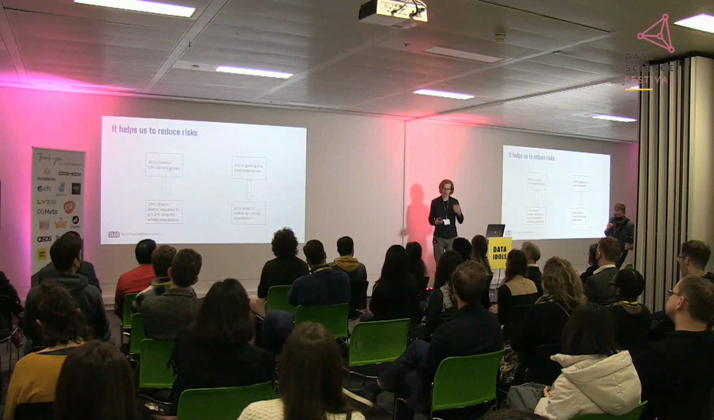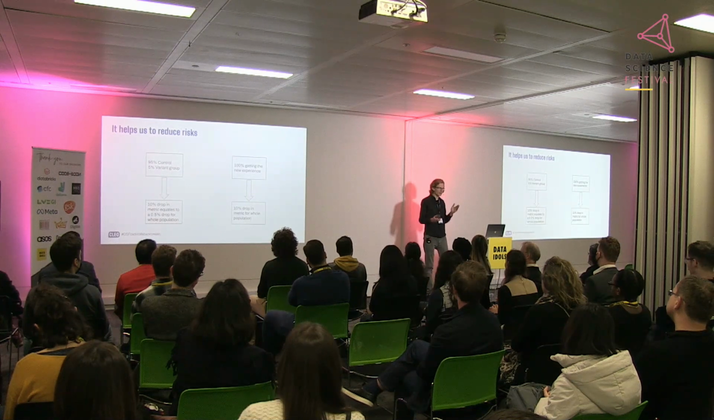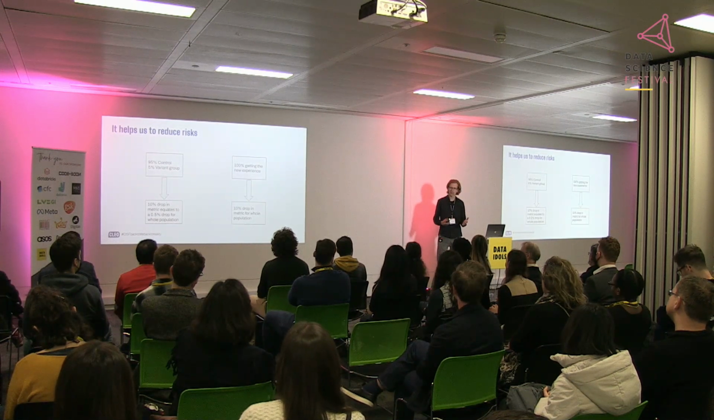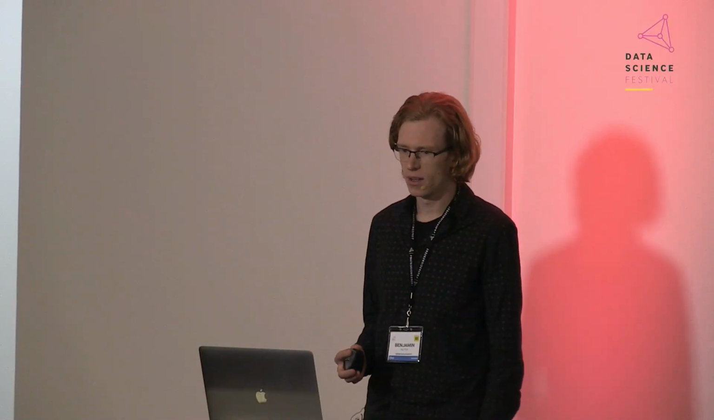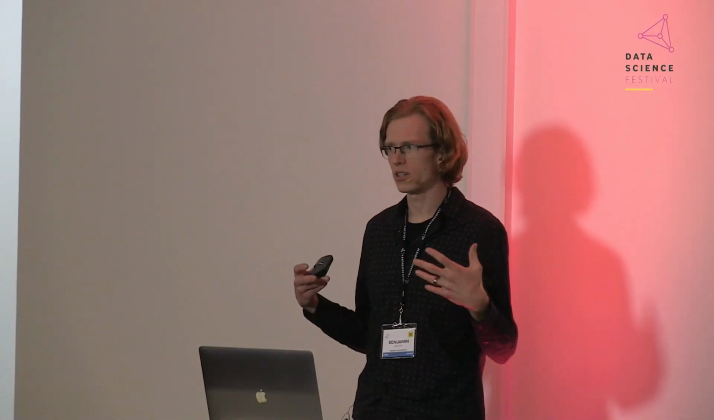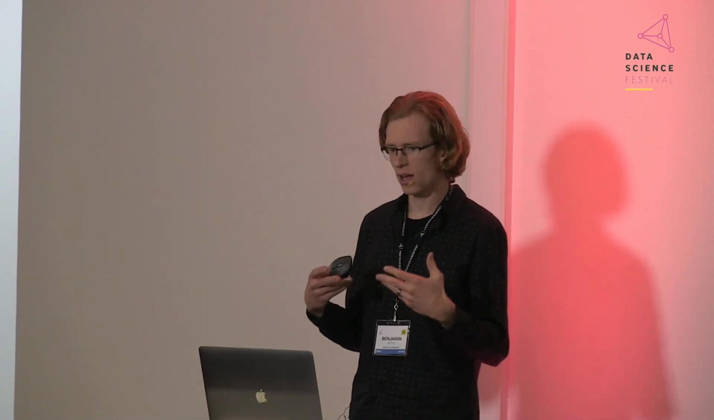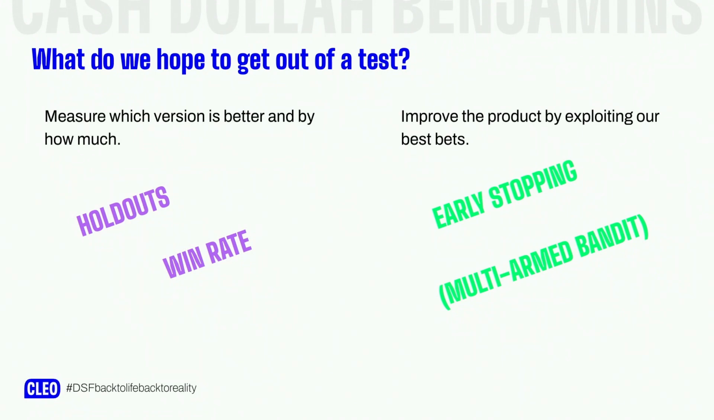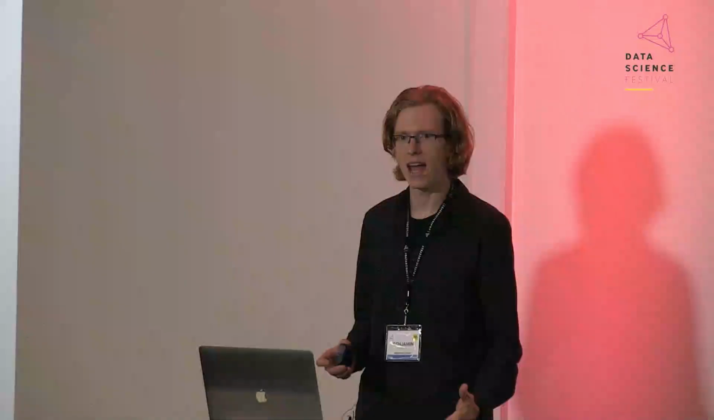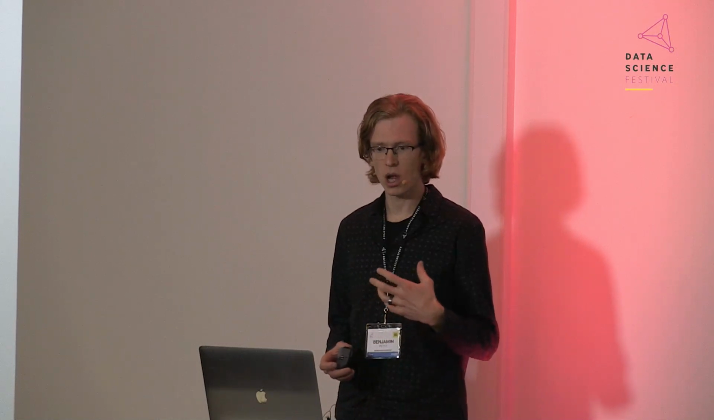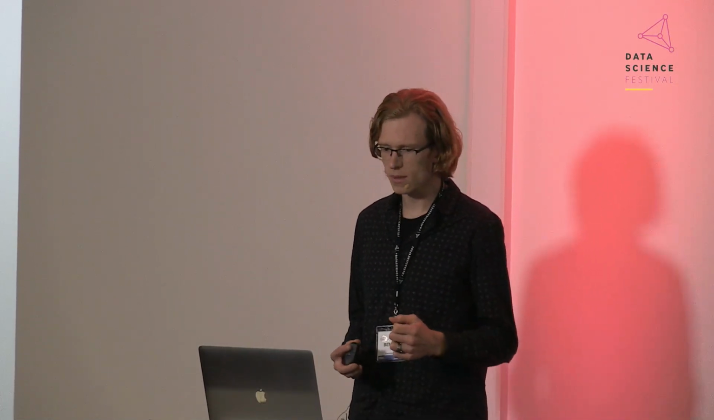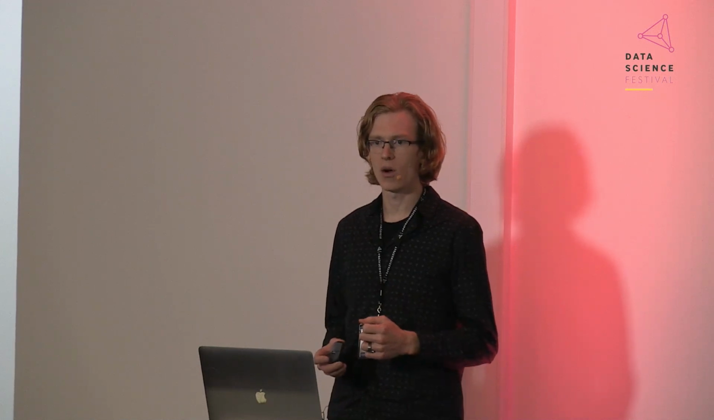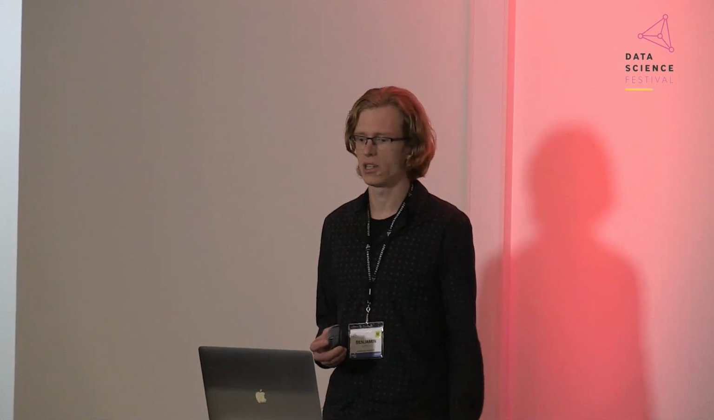We aren't just scientists trying to figure out what the difference is between two different treatments. We're also advising the business on the best course of action. So, in other words, there are two conflicting aims somehow in A/B testing. We want to measure which version is better and by how much, but we also want to have an impact by exploiting our best bets. So the measurement aim leads us to use holdouts, for example, which I'm going to talk about in this talk, and also reporting win rate. So what's the probability that our new version is better?